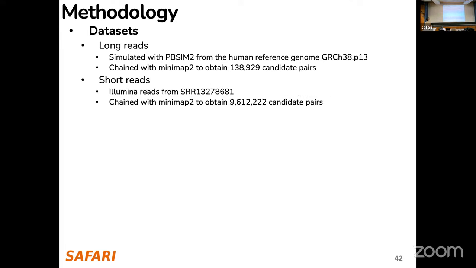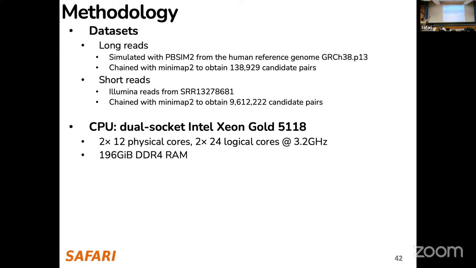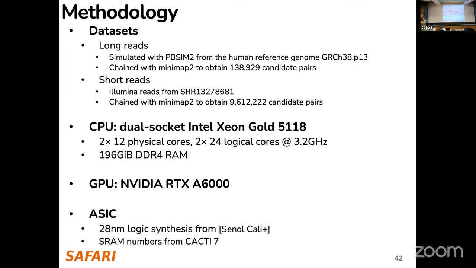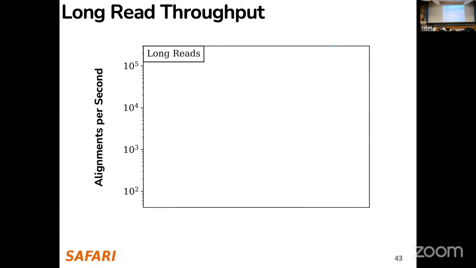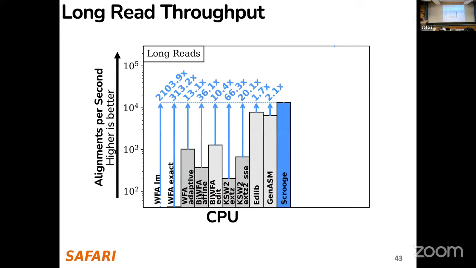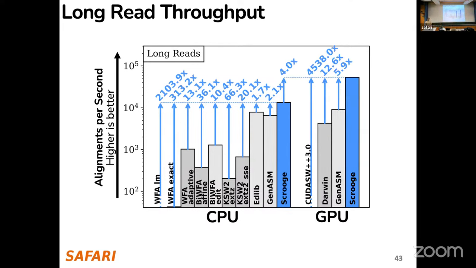And let me just very briefly show some results here. So we use some real data sets, some simulated data. We also calculate the ASIC footprint and energy based on the previous numbers for Genasm. I just update those basically. And if you plot throughput on the y-axis, on CPU, you can see Scrooge in blue quite significantly speeds up alignment over all baselines, including here in particular Genasm, where we see a 2.1x acceleration. On GPU, we get a 5.9x speed up over Genasm, and again, we outperform all baselines.